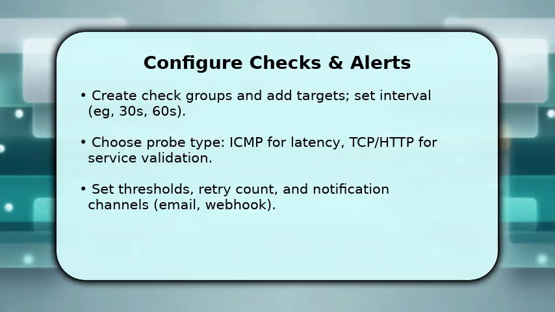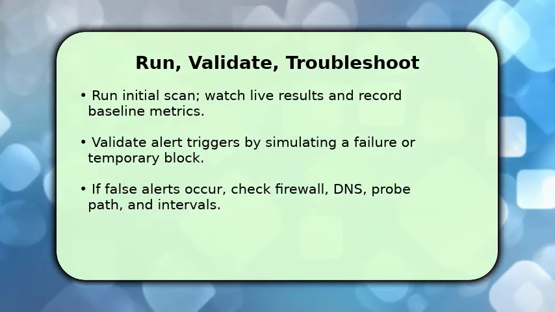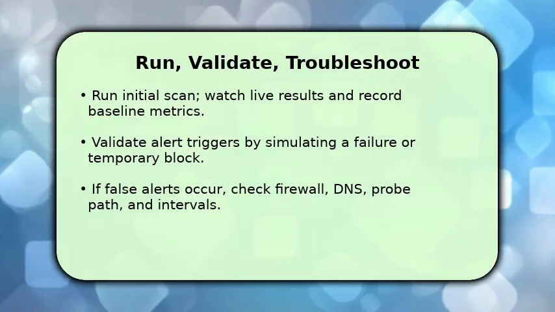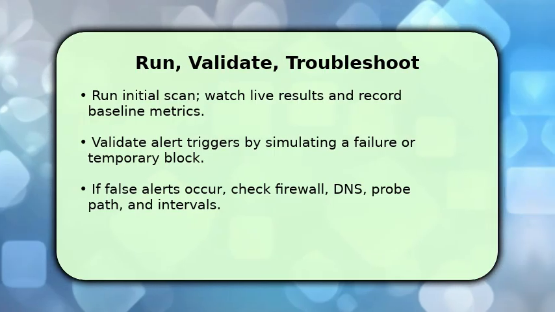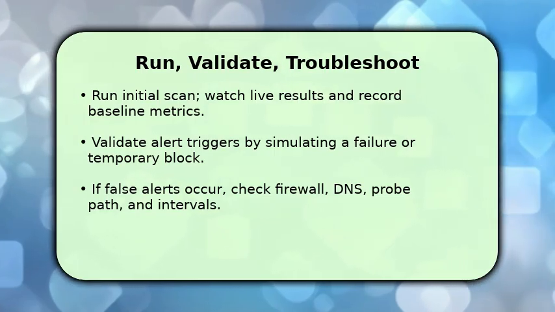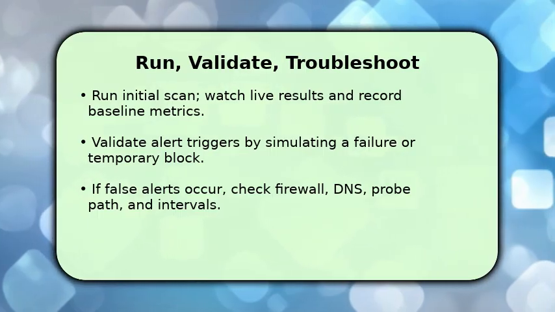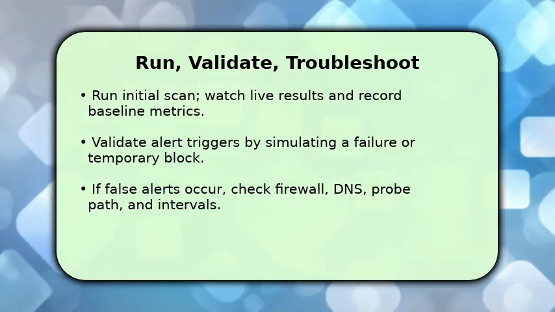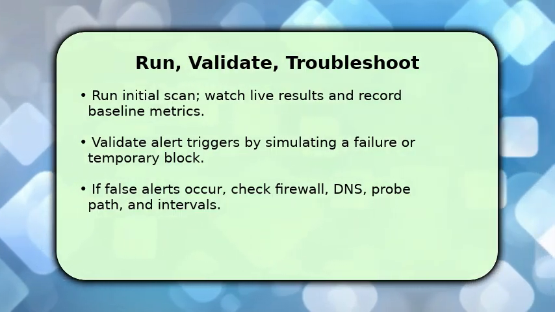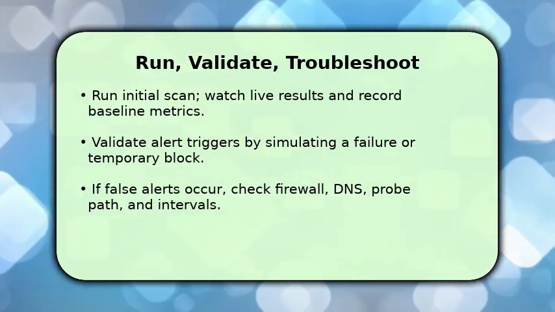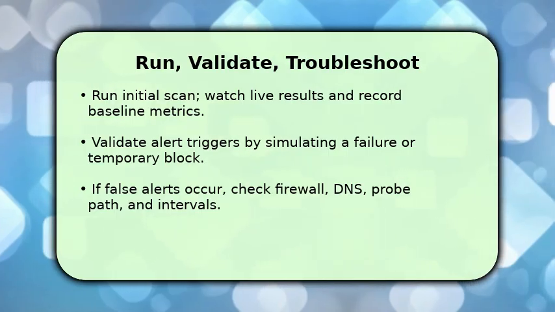Finish by running the monitoring and validating results. You should observe live probes and capture baseline latency and packet loss so you understand normal performance. Once you have a baseline, intentionally simulate a brief outage or block one probe to confirm alerts fire and clear correctly. If you encounter false positives, make sure to check the firewall rules, DNS resolution, and probe paths. Also consider lengthening intervals or increasing retries.